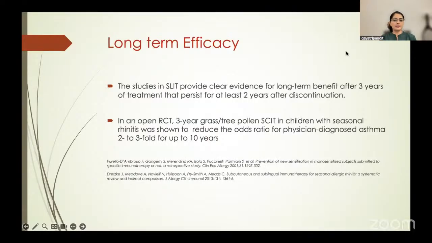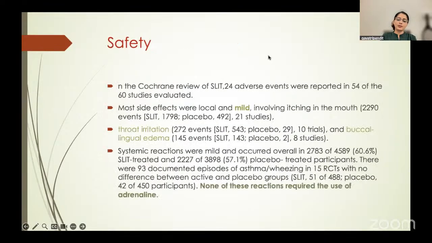So what's the long-term efficacy that we have? Right now, for SLIT, it has been shown that the symptoms have continued to be under control even 2 years after the discontinuation. But we have better studies in SCIT at present, where the odds ratio of physician-diagnosed asthma was reduced 2 to 3-fold, even up to 10 years post immunotherapy. Sublingual immunotherapy also came much later in the market, so in future years, I hope that we would have better long-term efficacy studies on SLIT too.